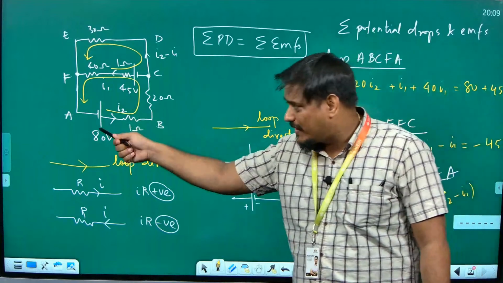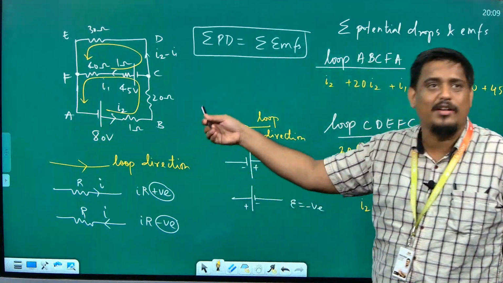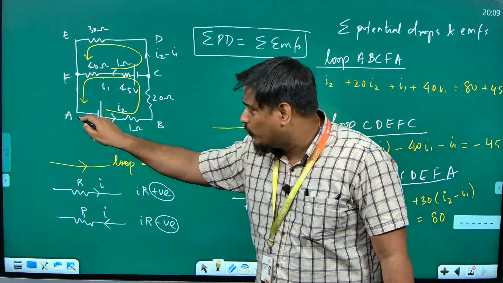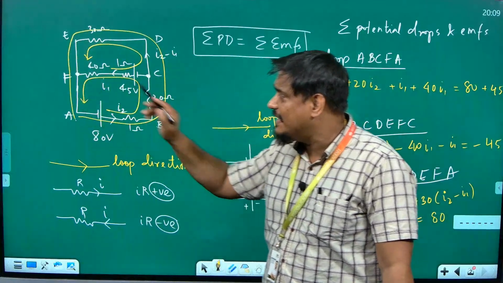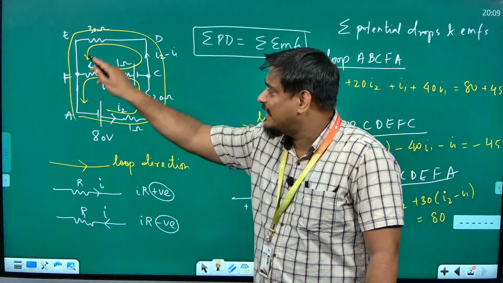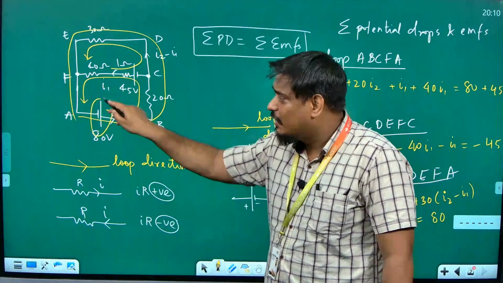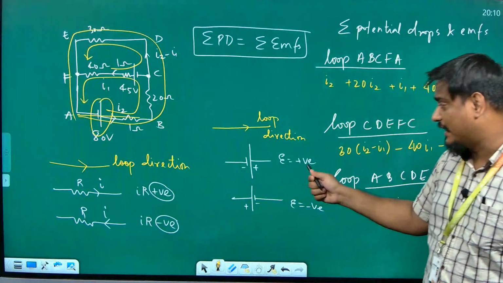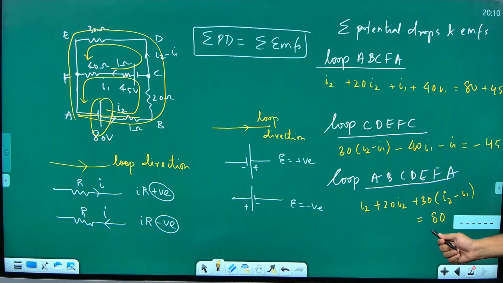Because only one cell, that too moving from what to what? Negative to positive. Varshita, understanding? In this loop, which loop? A, B, C, D, E, F, A, only one cell is there. And this cell, we are moving from what to what direction? Negative to positive. So what I will take? Positive. That's why I am taking positive 80.